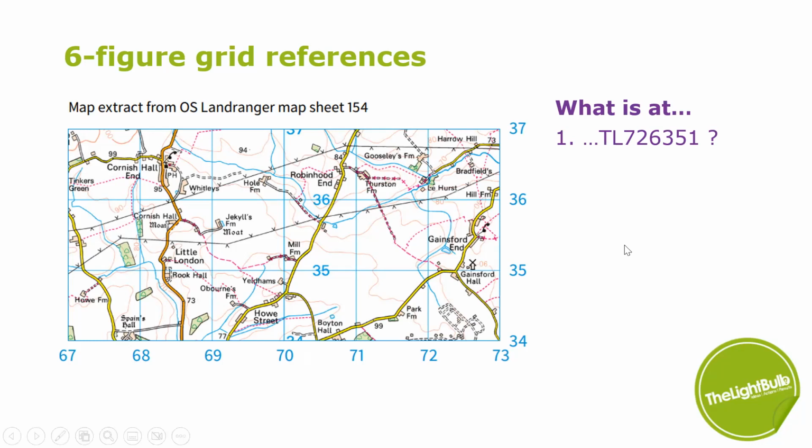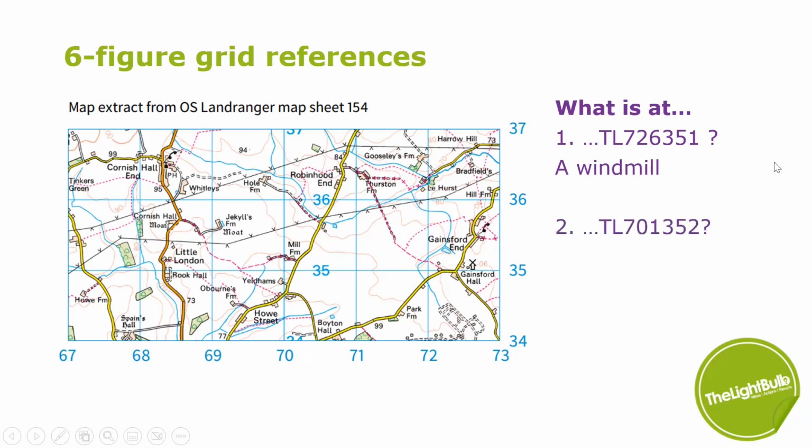Okay, so what is that? TL726351. So hopefully you worked out that it was a windmill. Some of you might have said Gainsford Hall, but if we have a look at this, 726, coming just after the halfway line, really, and then up to 351. So here's the line of 35, and 1 would take you just above it. So right about where this little icon is, which, if you didn't know, that's a windmill, house with the X on the windmill.